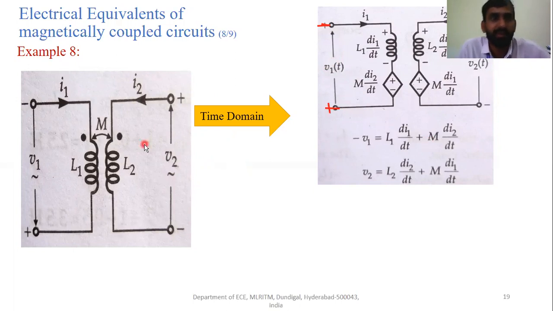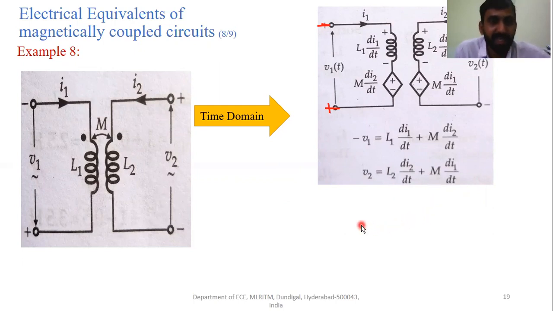So now let us model the equation. As M term is positive over here, so minus V1 is equal to L1 di1 by dt plus, as M is positive, plus M di2 by dt. Similarly, V2 is equal to, because here V2 is positive only, L2 di2 by dt plus M into di1 by dt. So this is going to be our second loop equation.